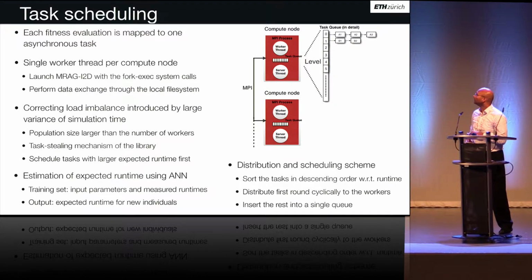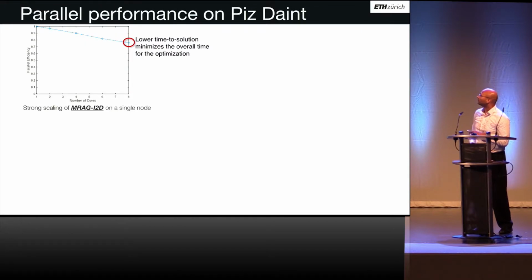Okay. In terms of efficiency, this is the strong scaling for MRAG. MRAG is the fluids simulator that we use, and it runs on a single node. That's the number of threads, and using up to 8 threads, we retain about 75% efficiency.